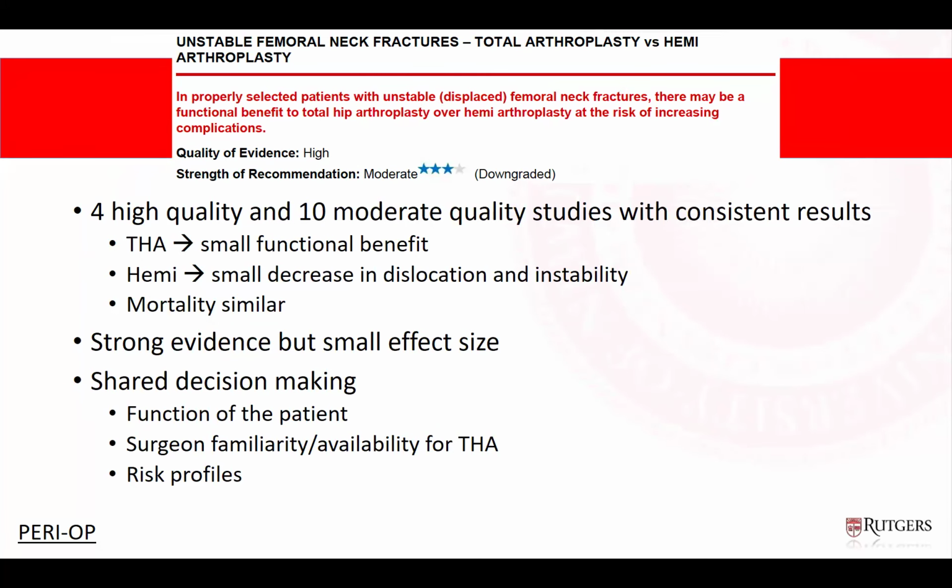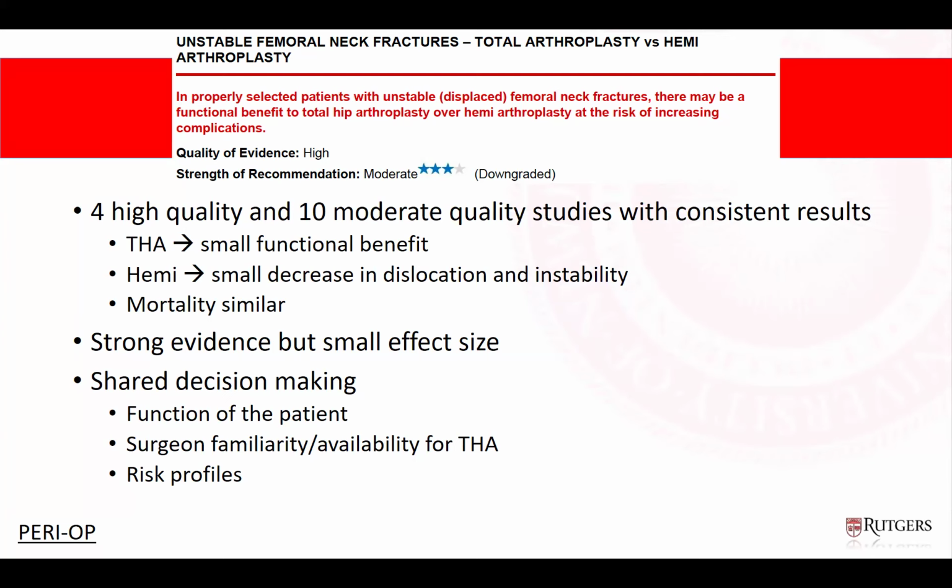In terms of total versus hemi, they actually downgraded their strength of recommendation compared to the 2014. There is high quality evidence, 4 high quality and 10 moderate quality studies with consistent results. In terms of the total hip, most of them show some small statistically significant functional benefit in total hip patients versus hemi. But the hemi group has a small decrease in dislocation and instability as well.